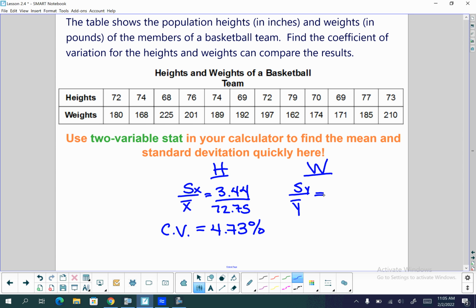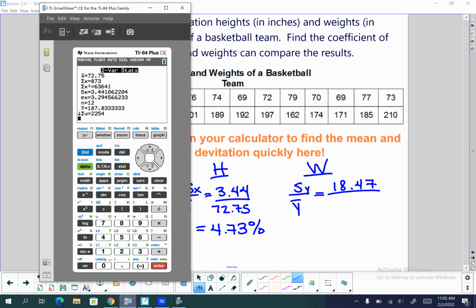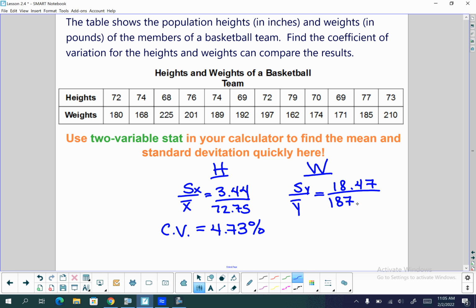s sub y, what's that number? Go ahead, John. 18.47. And what's the y bar? You have to scroll down probably to see it. Oh, I got 180. Oh, you have to scroll up a little bit. 187.83. Yeah. Divide them again. And I get, when I turn it into a percentage, 9.83%. The one that has the larger variation is the weights. And that's your answer. Okay?